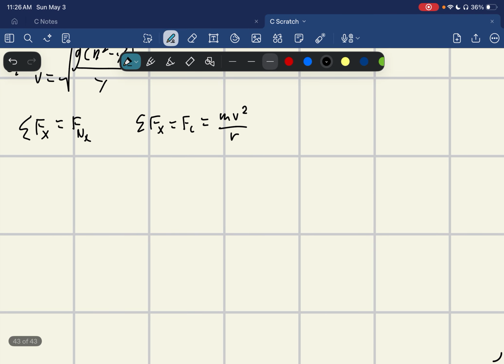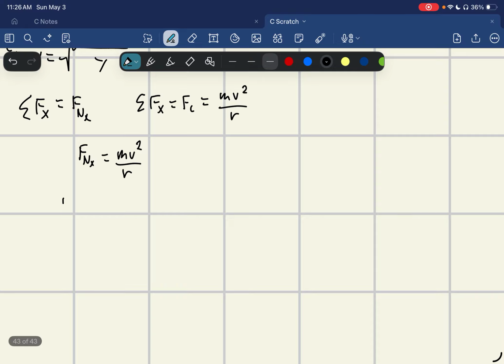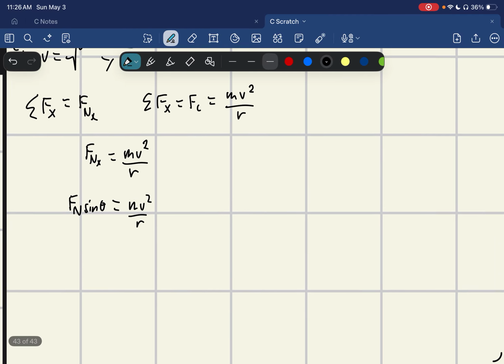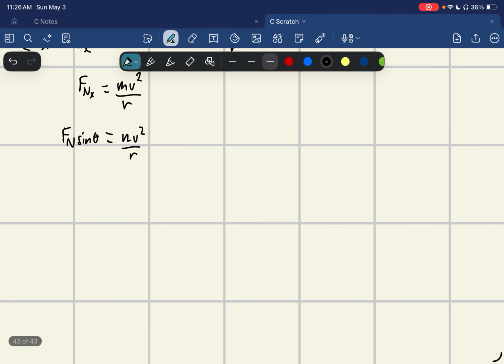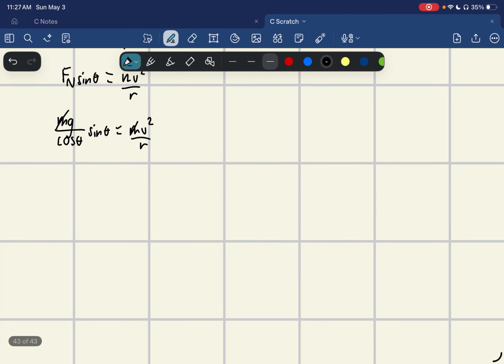Okay, we're going to equate the two together. Fnx is equal to mv squared over little r. And then we're going to break up Fnx into Fn sine theta is equal to mv squared over little r. And then since we found Fn to be mg over cosine theta earlier, we're just going to plug it in for Fn. So mg divided by cosine theta times sine theta is equal to mv squared over little r, and then they both have an m, so that will cancel out. And then sine theta over cosine theta will turn into tangent theta is equal to v squared over little r.